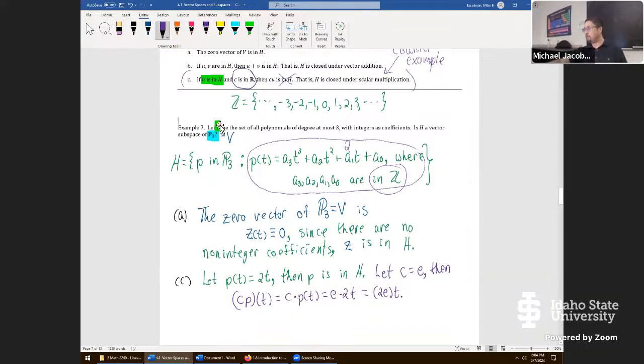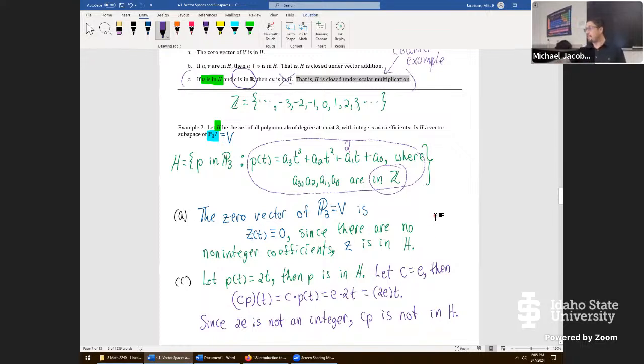But we have to say here, why did it leave H? Since 2e is not an integer, c times p is not in H. That's pretty much all we need to say from the very beginning. We broke closure right here. You don't necessarily have to make this statement, H is not closed under scalar multiplication, because you already just showed it right here. It would almost be redundant.